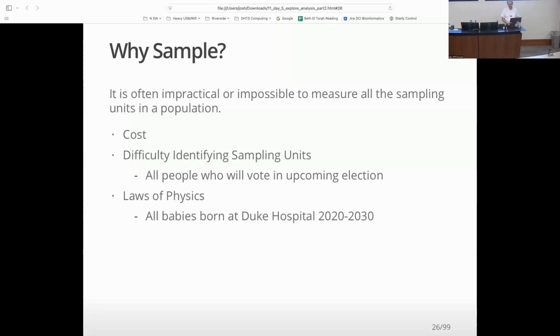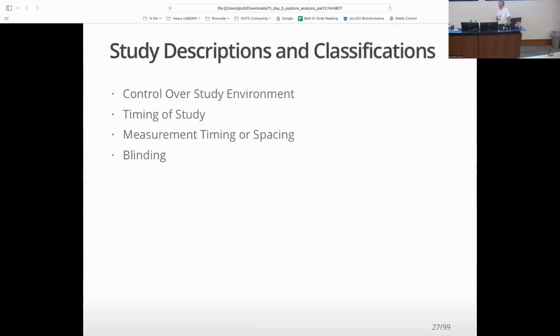Questions about samples and populations? Is that clear, right? What, statistically, the difference is between a population and a sample? Okay, so let me talk about a few different study descriptions and classifications.